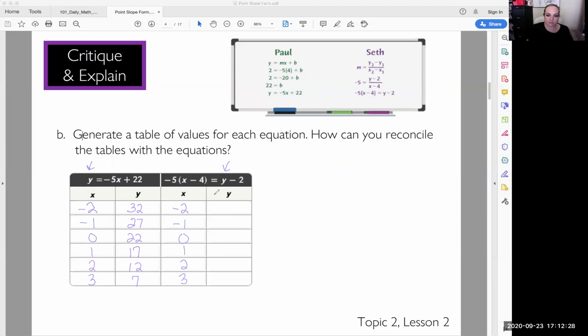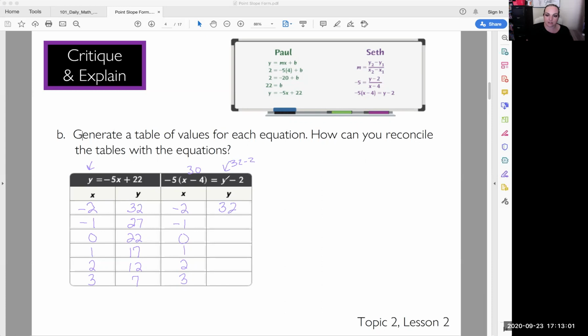Now let's do it over here. So we have -5, but when X is -2, let's do what's in parentheses first. -2 minus 4 is -6, and -5 times -6 is 30. So I'm just going to write this above for the first one. 30 equals some number minus 2. Well, we know that must be 32, because 32 minus 2 equals 30, right?